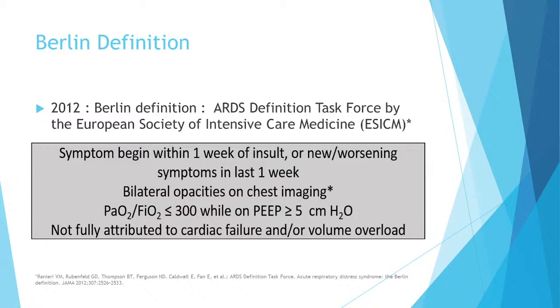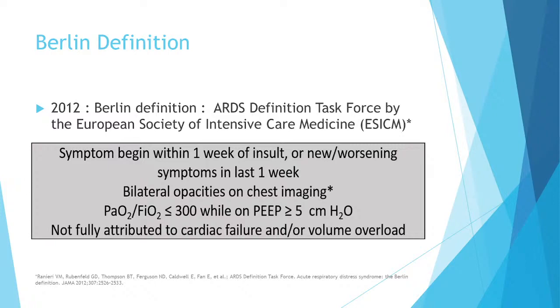So this is the Berlin definition which Pawan had told. It was in 2012 by the European Society of Intensive Care Medicine. The symptoms begin within 1 week of insult, or new or worsening symptoms in the last 1 week. Bilateral opacification on chest imaging, PF ratio less than 300 when PEEP is more than or equal to 5 centimeter of water, and not fully attributable to cardiac failure or volume overload. This is what we know.